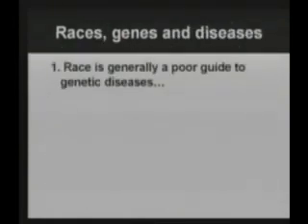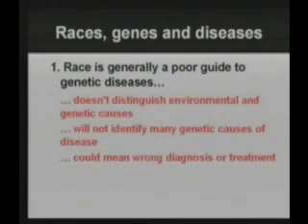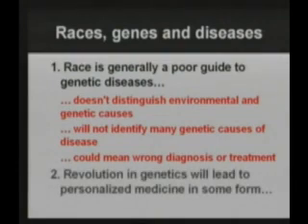So in conclusion, 2 general points. One is that race is actually generally a poor guide to genetic diseases, and that's because we share most of our genes with most other people around the world. There are genetic differences between races, and they are linked to a few conditions, but not very many. Most genetic diseases are likely to be common and have common solutions across all peoples in the world. So race doesn't distinguish between environmental and genetic causes. It's not likely to identify many genetic causes of disease, although it will identify some, and it could lead to the wrong diagnosis and treatment, as has often already happened.